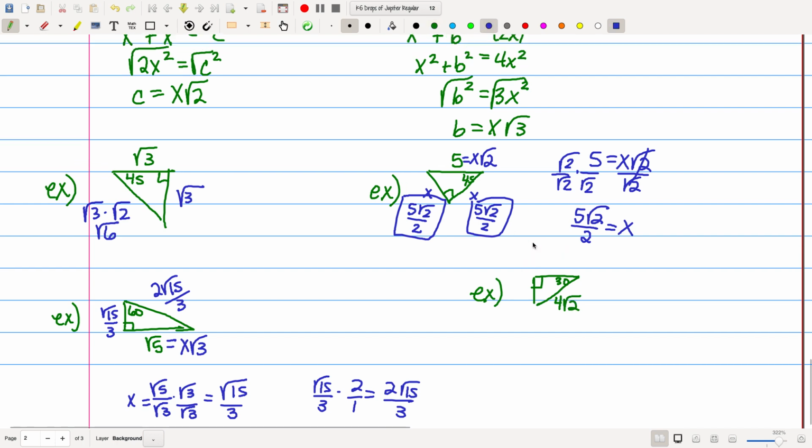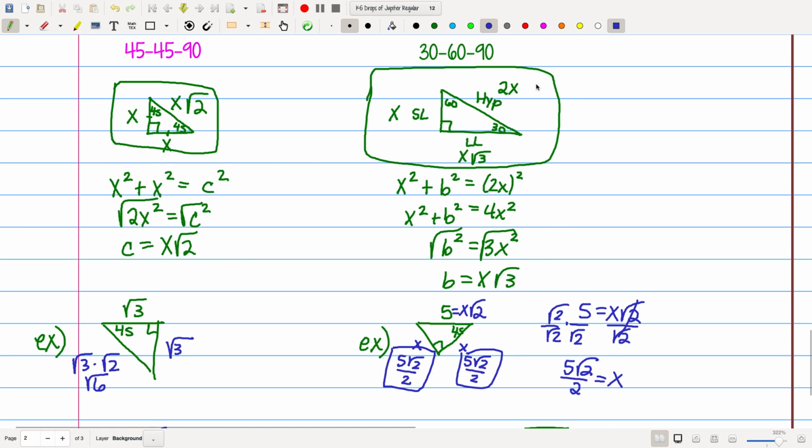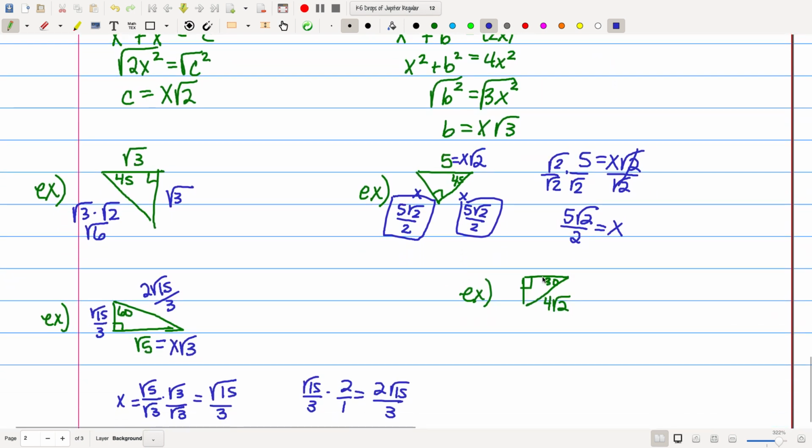Okay, now remember the hypotenuse is 2x. It's twice the short leg. So I know this side right here is 2x. So if I want to find x, I'm just going to divide by 2. So when I divide by 2, I can reduce here, x becomes 2 square roots of 2. So we just found this short leg is 2 square roots of 2.